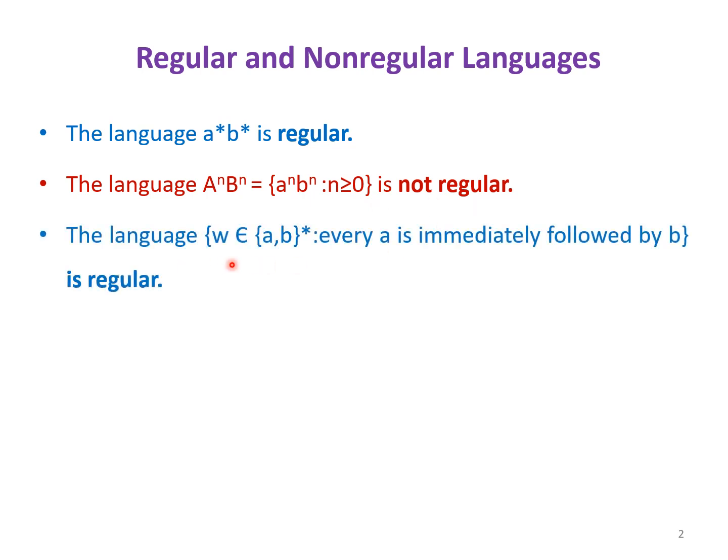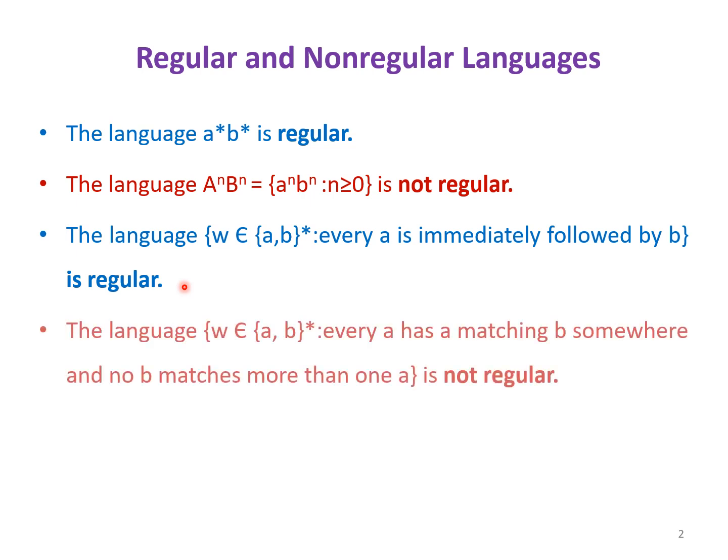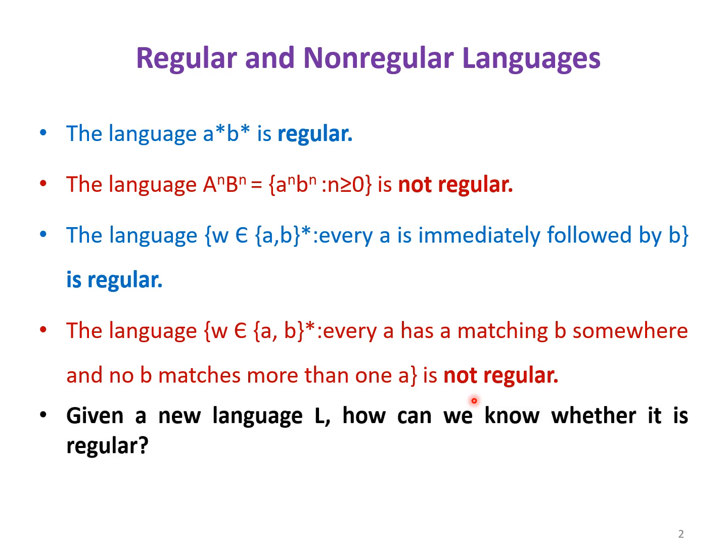The language of w belonging to (ab)*, where every a is immediately followed by a b, is regular, whereas the language where every a has a matching b somewhere and no b matches more than one a is not regular. Then the question is, given a new language L, how can we know whether it is regular?